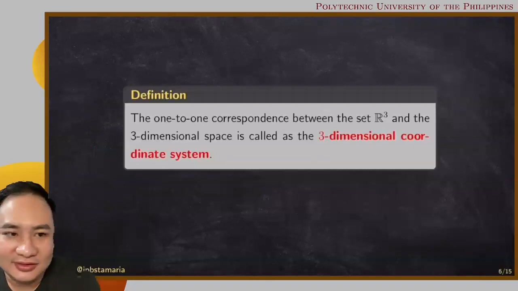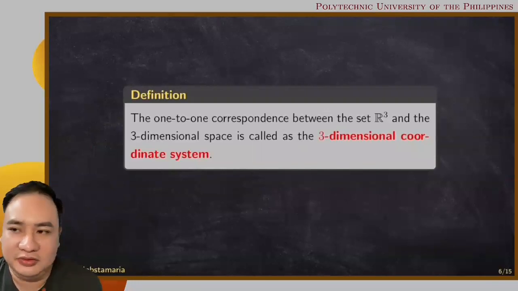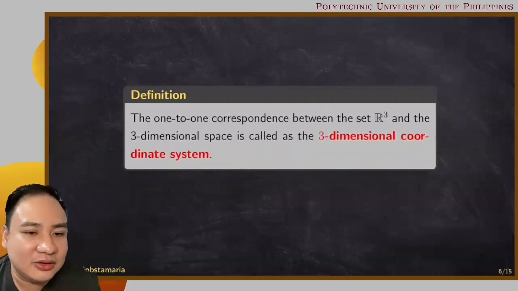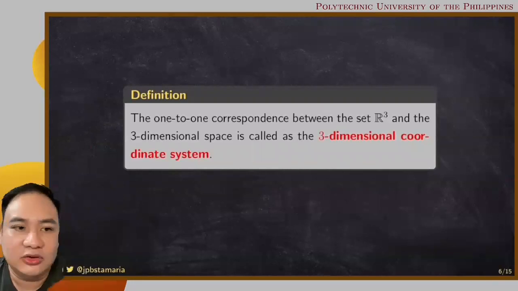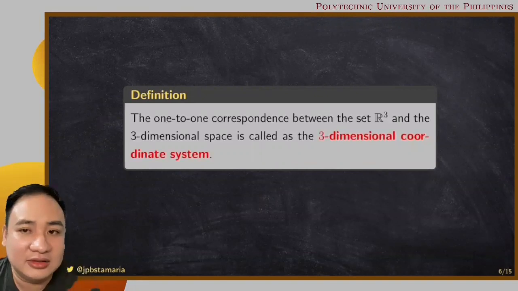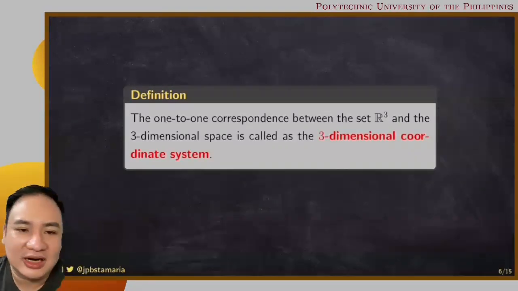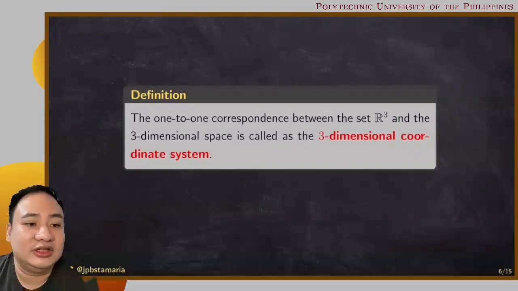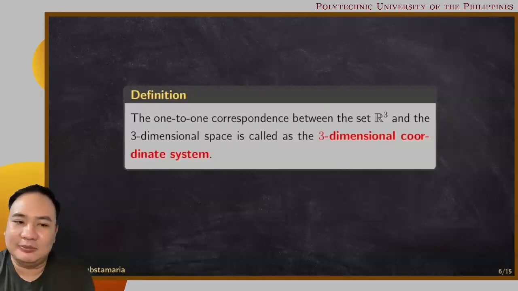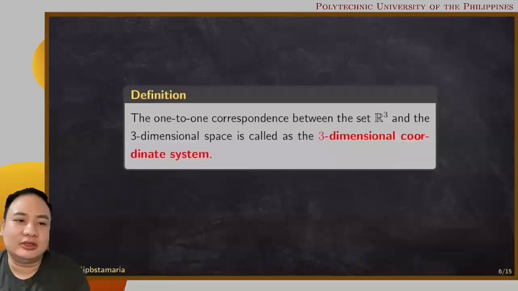The manner of labeling points in space using an ordered triple, yung system na tinutukoy natin, is what we call a three-dimensional coordinate system. Or more formally, it is the one-to-one correspondence between the set R3 of ordered triples of real numbers, tsaka yung three-dimensional space. Yung correspondence, yung paraan natin ng pag-label, we call it the three-dimensional coordinate system.